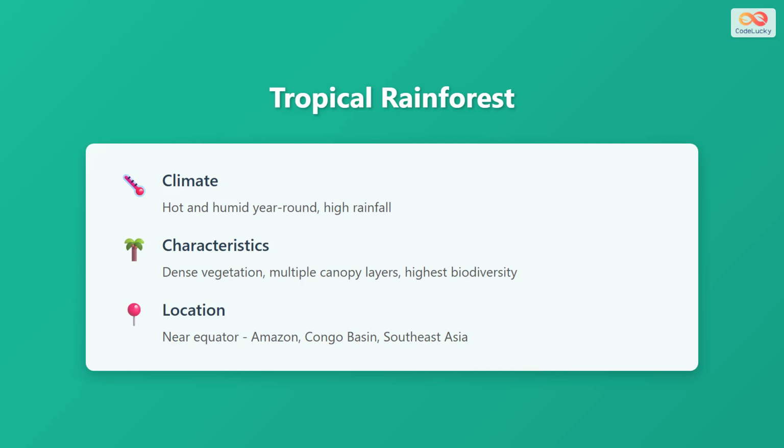Let's start with the tropical rainforest. The climate here is hot and humid year-round, with exceptionally high rainfall that can exceed 200 inches per year. These forests are characterized by dense vegetation organized into multiple canopy layers, from the forest floor all the way up to the emergent layer. Tropical rainforests have the highest biodiversity of any biome on Earth, hosting millions of species. They're located near the equator in regions like the Amazon Basin in South America, the Congo Basin in Africa, and throughout Southeast Asia.